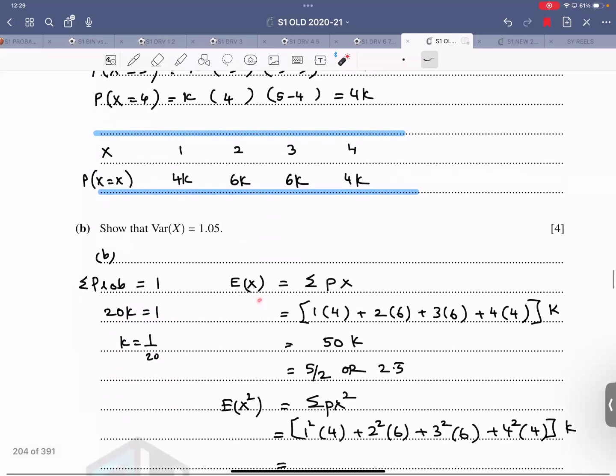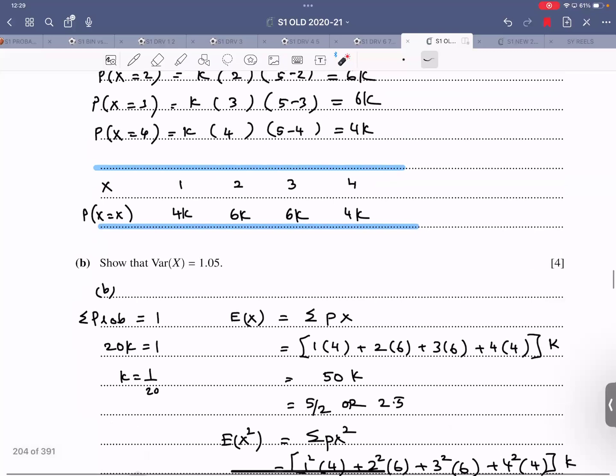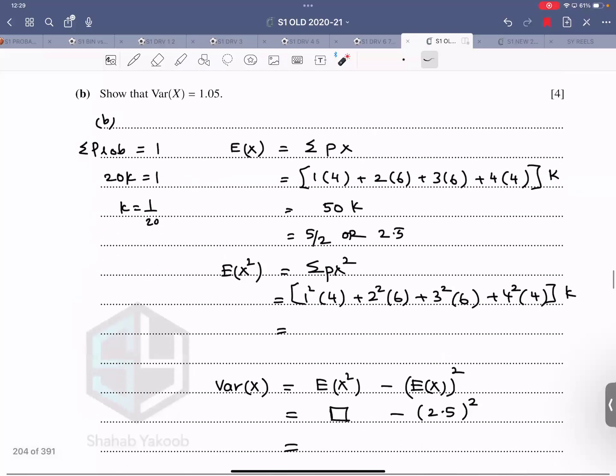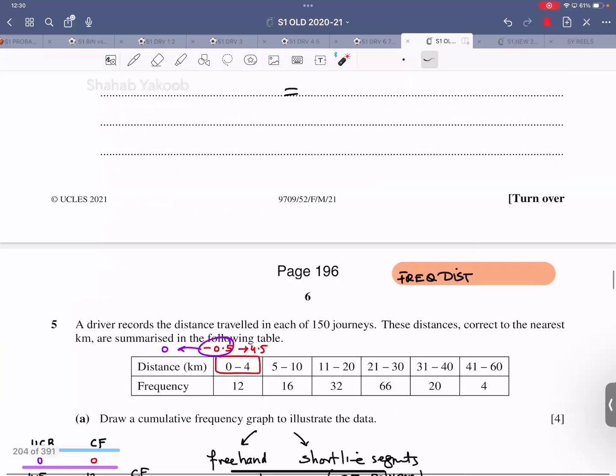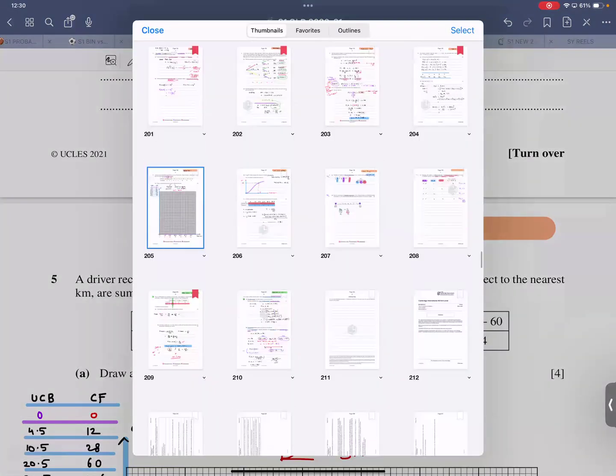Then expectation of x, as usual, is x times the corresponding probability, added up. And for expectation of x squared, make a column for x squared, 1, 4, 9, 16, and work out the same thing. Or if you don't want to make a column, you can write 1 square instead of 1, 2 square instead of 2, 3 square, 4 square, and then apply the formula, you will find this answer. So that was pretty basic.